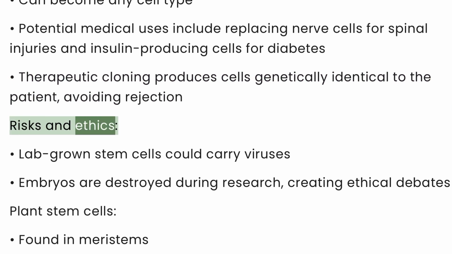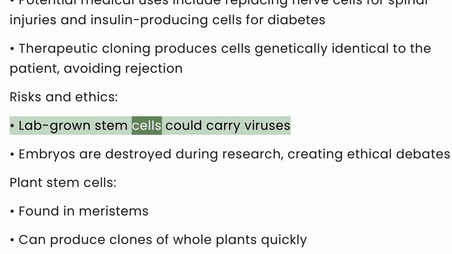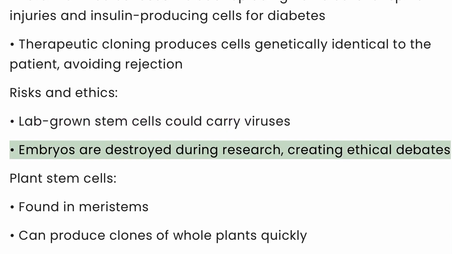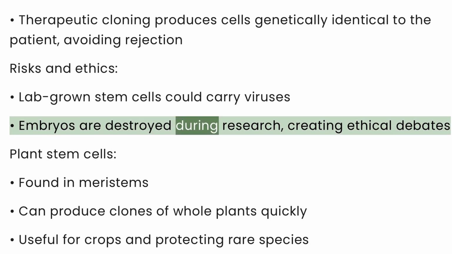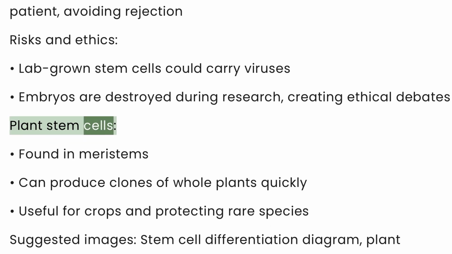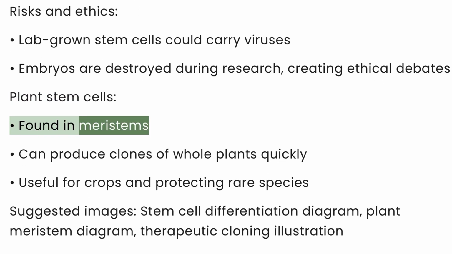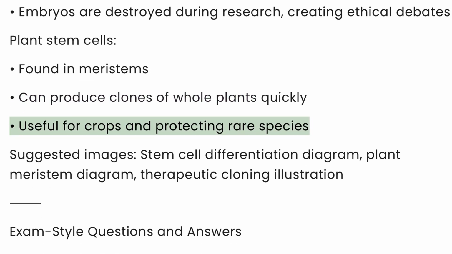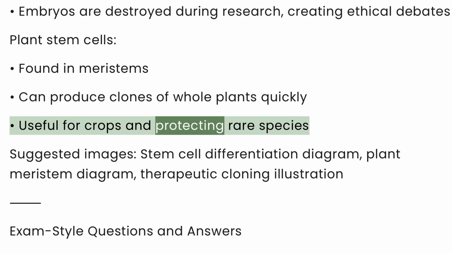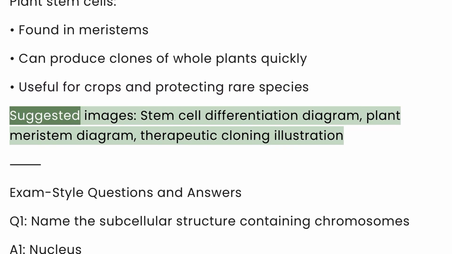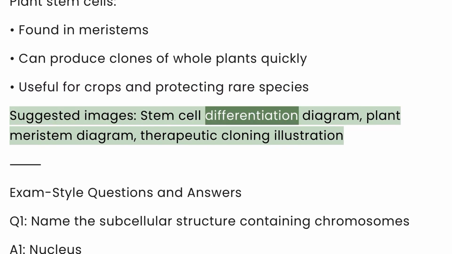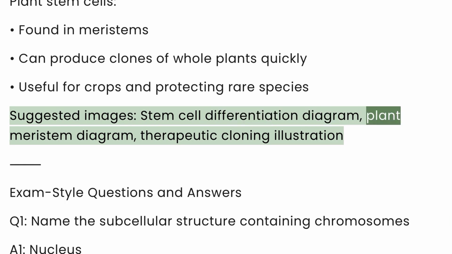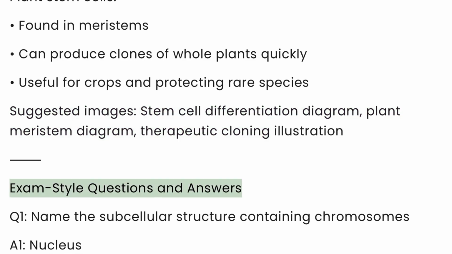Risks and ethics. Lab-grown stem cells could carry viruses. Embryos are destroyed during research, creating ethical debates. Plant stem cells, found in meristems, can produce clones of whole plants quickly. Useful for crops and protecting rare species. Suggested images: stem cell differentiation diagram, plant meristem diagram, therapeutic cloning illustration.